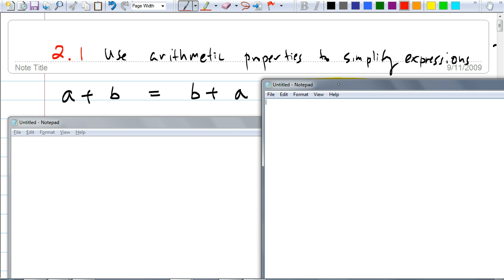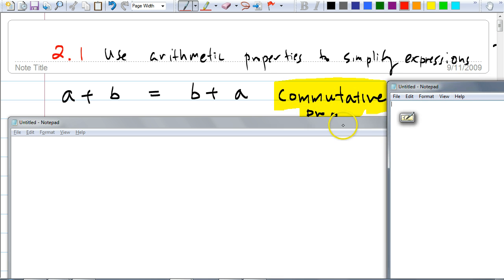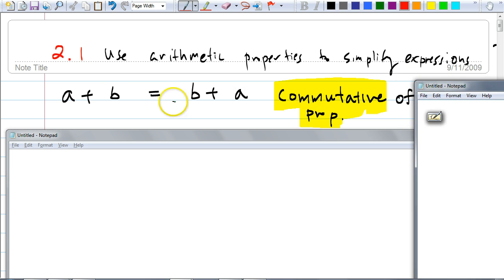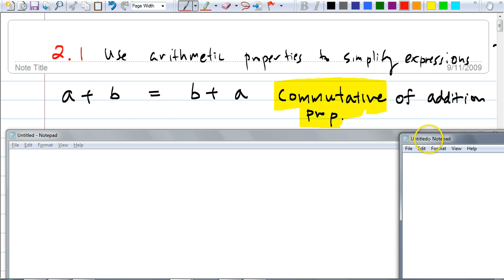But do you know what we call this property? Commutative property of, what operation do you see, guys? Addition, very good. It's called the commutative property of addition. So really, we know this. This is a fact that we already know. If you add two numbers, it doesn't matter which order you add them, you get the same answer.